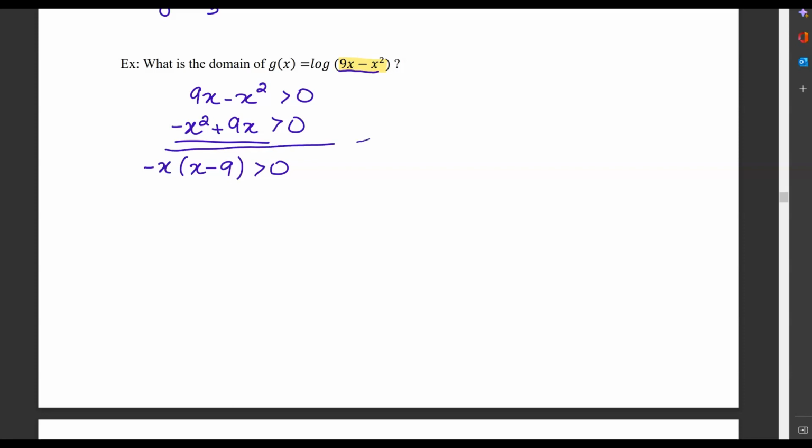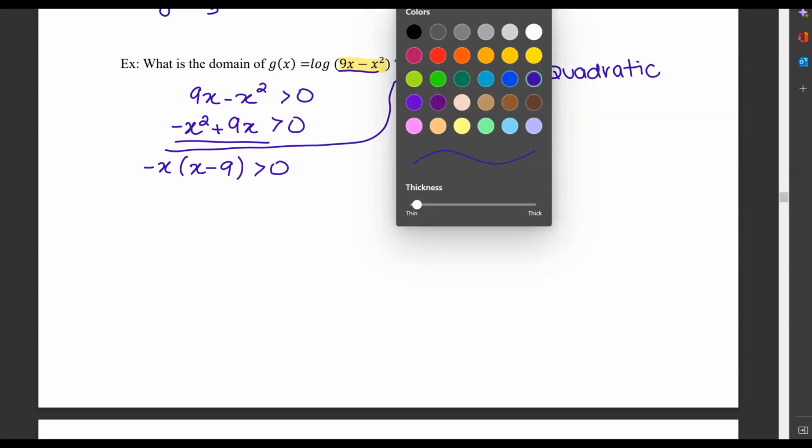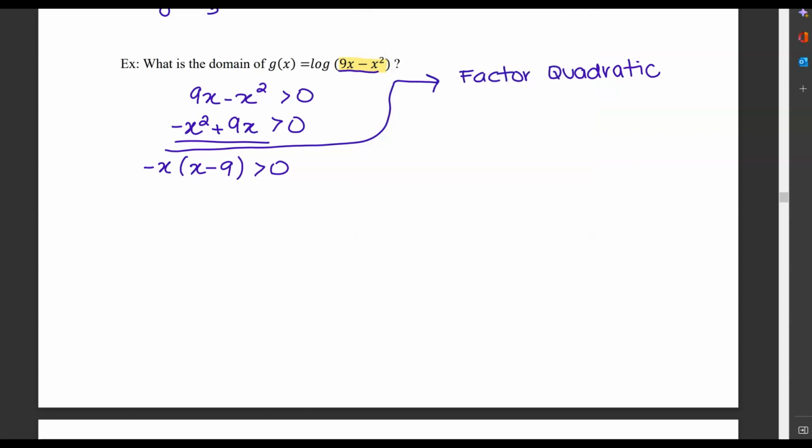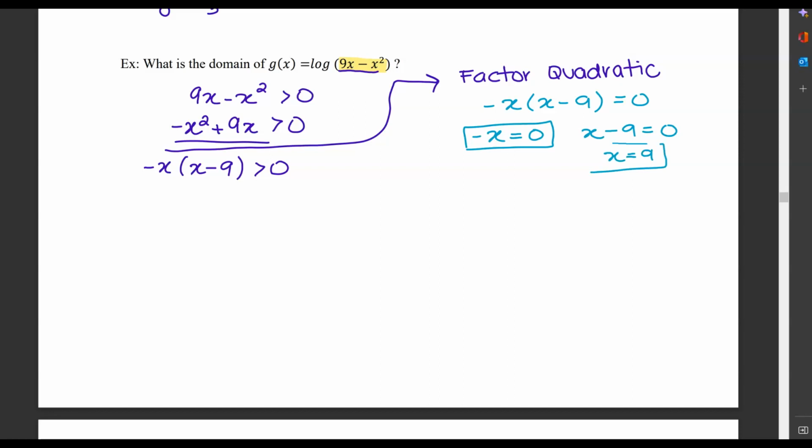Actually, let's come over here to the side real quick. Let's say we're going to factor the quadratic. When we set up to factor it, let me change colors here. This is blue. We are going to have negative x times x minus 9 equal to 0. So what are the values of x? Negative x must equal 0, and x minus 9 must equal 0. And so therefore x in this one must equal 0.